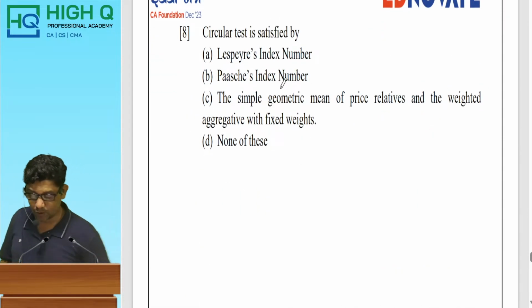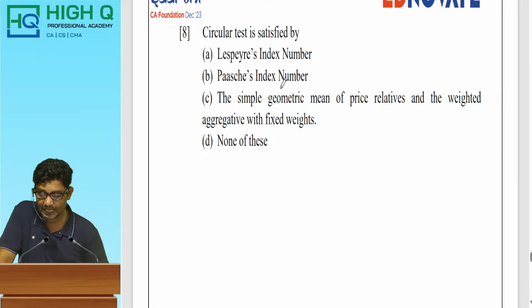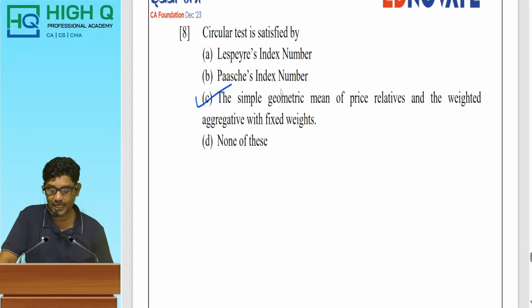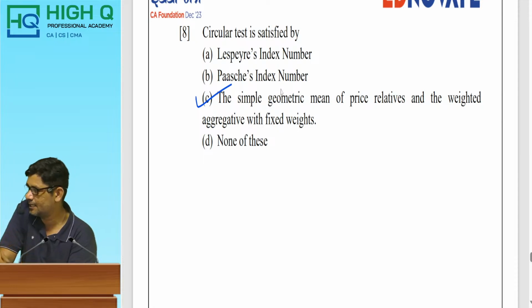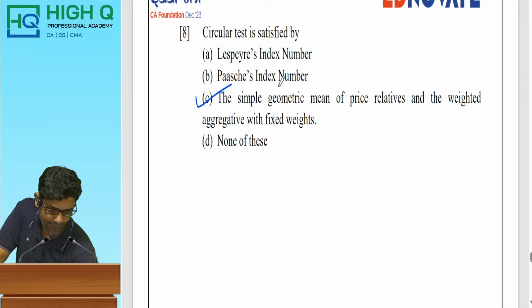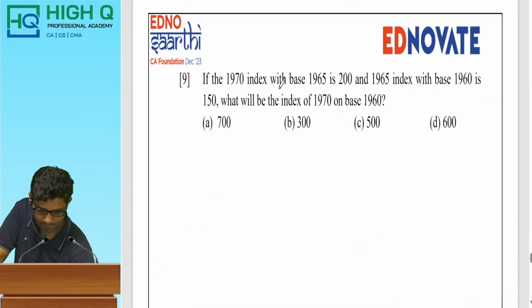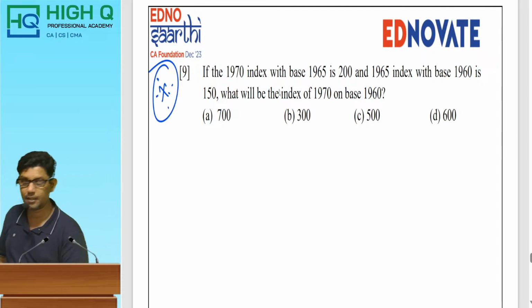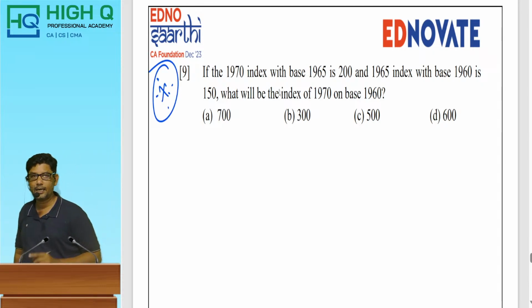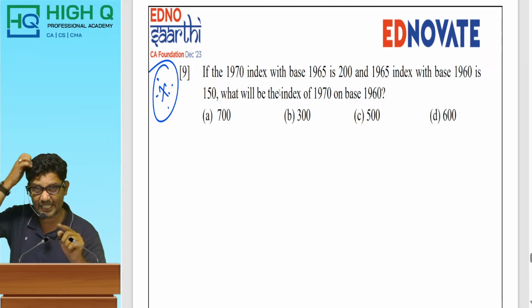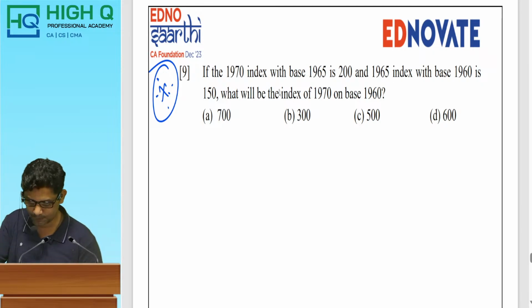Now, circular test is satisfied by? Is it satisfied by Laspeyres? No, sir. Paasche's also doesn't satisfy. It is only the simple geometric mean of price relatives and weighted aggregate with fixed weights. So these things and all, you know it better. These types of questions are very, very important, my dear. Please mark this. In the exam, we are expecting these types of questions for sure.